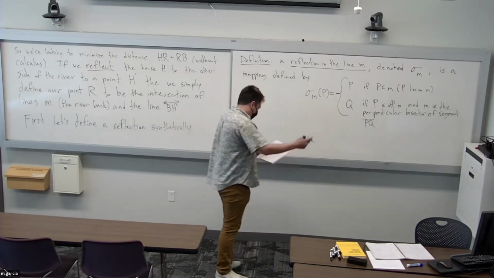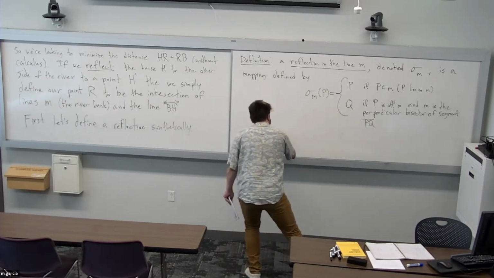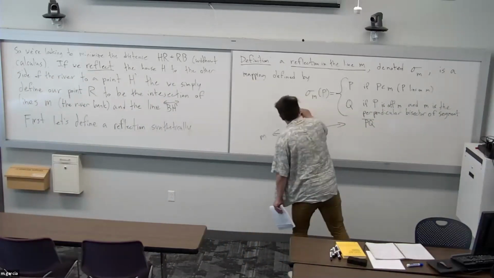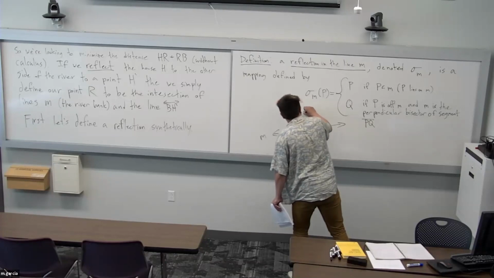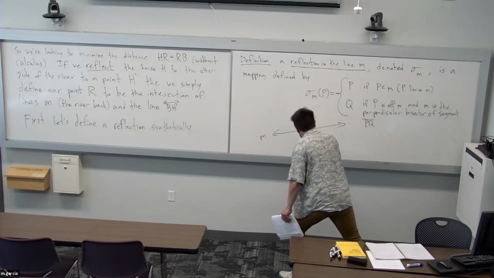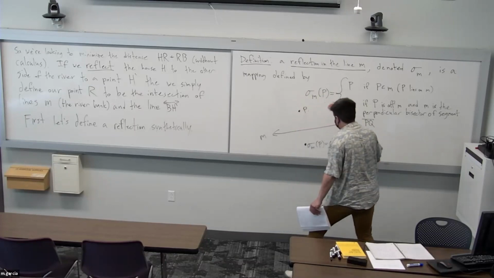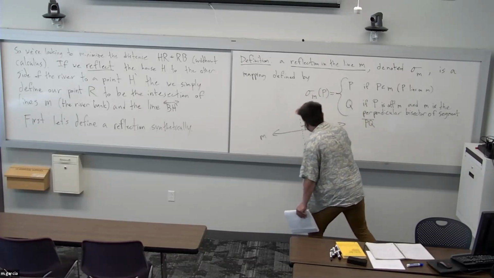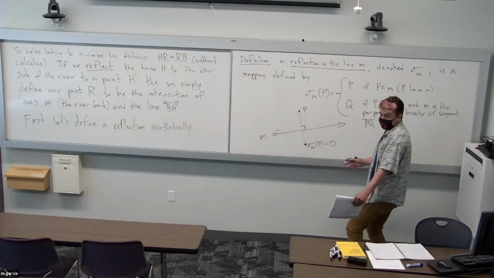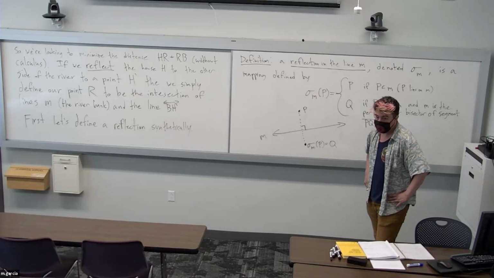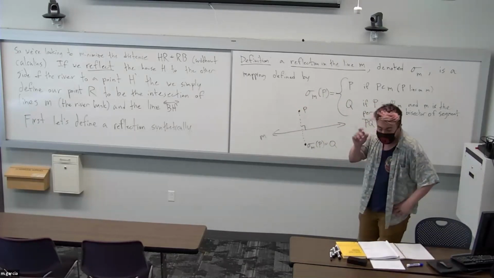Okay? So, just to give you an idea of what's going on here, say we have some line M and our point P, then we say sigma sub M of P equals some point Q. What that means is that this is a right angle, perpendicular. M kind of trivially bisects the line segment PQ, which means it would make sense to have just one case, right?